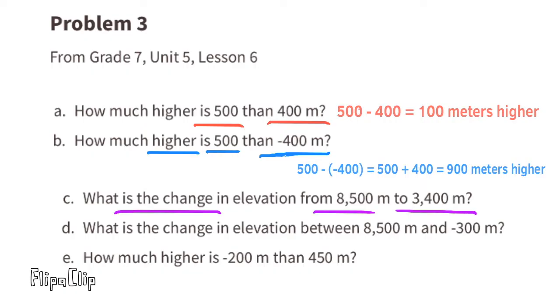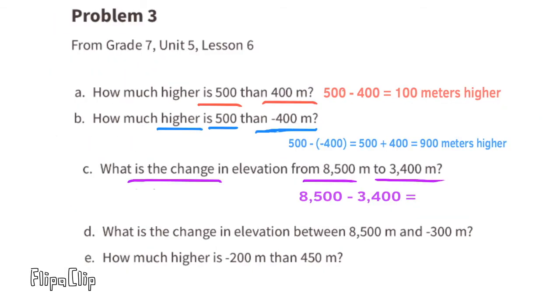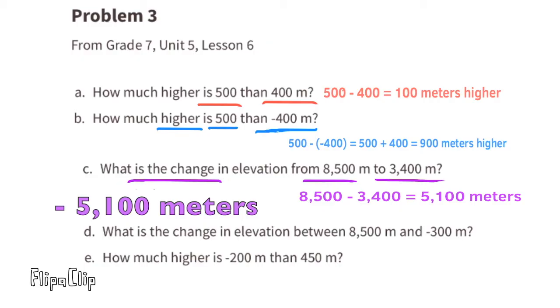C. What is the change in elevation from 8,500 meters to 3,400 meters? That went down in elevation, so we know that the change is going to be negative. We can write this expression as 8,500 minus 3,400, and that equals a difference of 5,100 meters. The change in elevation from 8,500 meters down to 3,400 meters is minus or negative 5,100 meters.